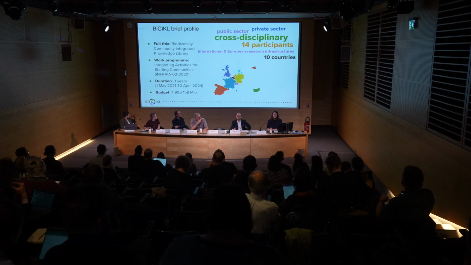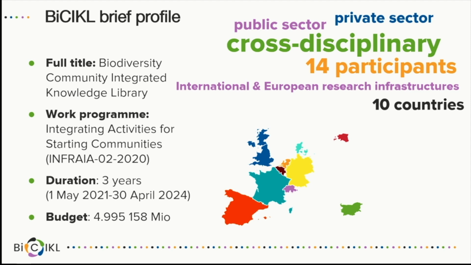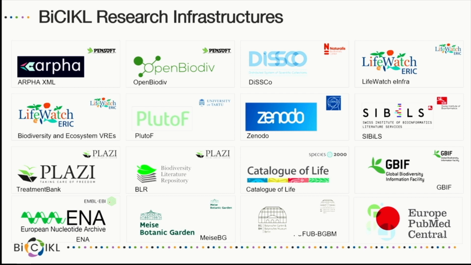BiCIKL stands for Biodiversity Community Integrated Knowledge Library. It's a 3-year project funded by the Integrated Activities for Starting Community program. There are 14 partners and 15 research infrastructures participating in BiCIKL. As you can see, we are now at the middle of the duration of the project. Here are the research infrastructures associated with BiCIKL. And we have also 4 other research infrastructures that are associated with the project. So you surely know some of them, like Zenodo, GBIF, we talked about it, and also Catalogue of Life.